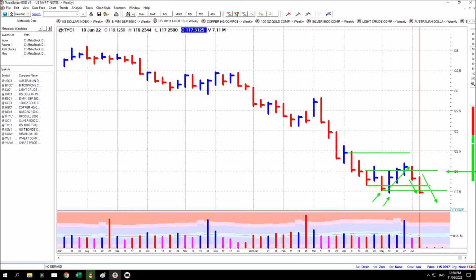This market is vulnerable to the downside, there's no doubt. Volume wasn't particularly high this week, so activity in the market was low, but all the activity was to the downside.